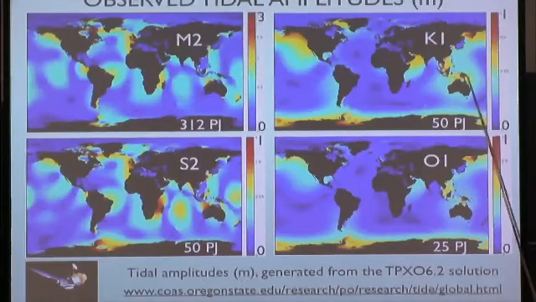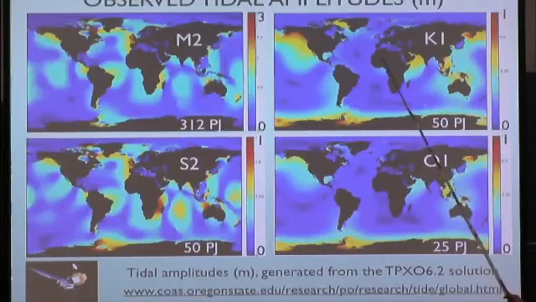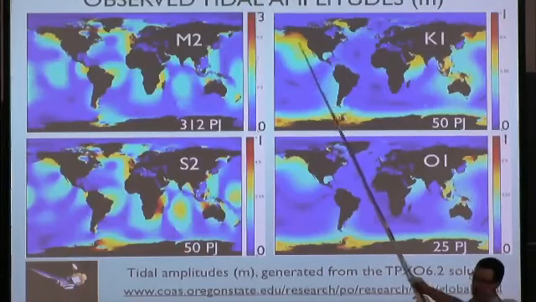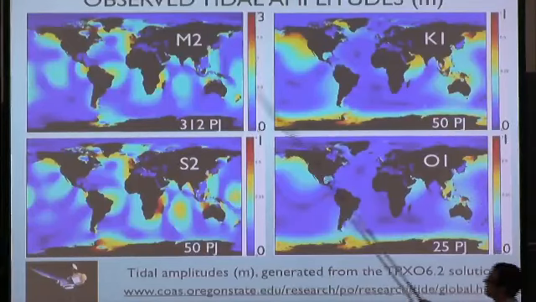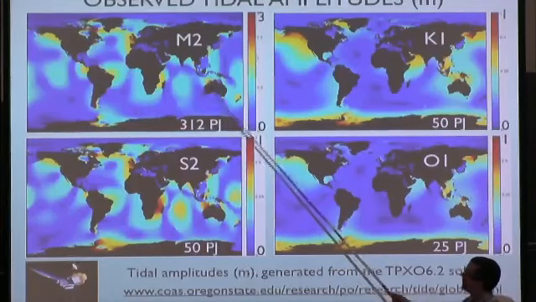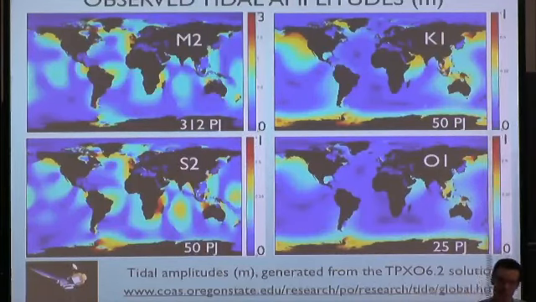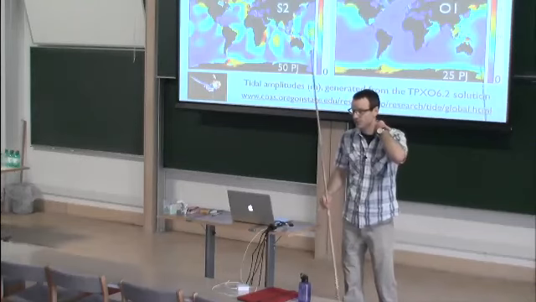And here are the diurnal maps. Almost nothing in the North Atlantic, but there's a lot of action in the Pacific in both of these maps. And this is by far the most energetic, M2. 312 petajoules, that's the kinetic and potential energy summed together.